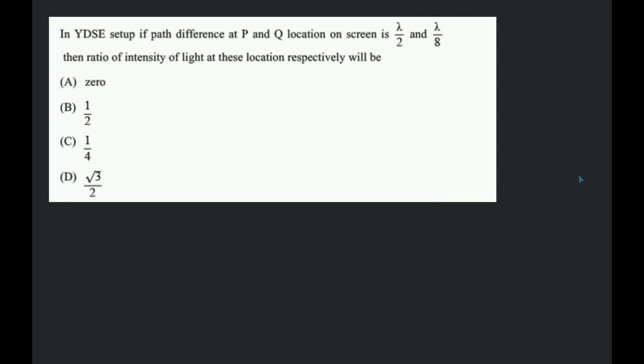Okay, let me have a look at a question over here. In a Young's double slit (YDSE) setup, if the path difference at P and Q is lambda by 2 and lambda by 8, find the ratio of intensity. Okay, fine. Got it.